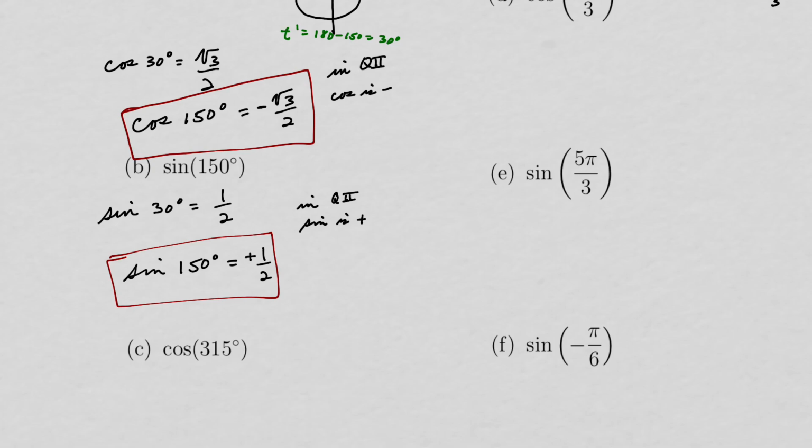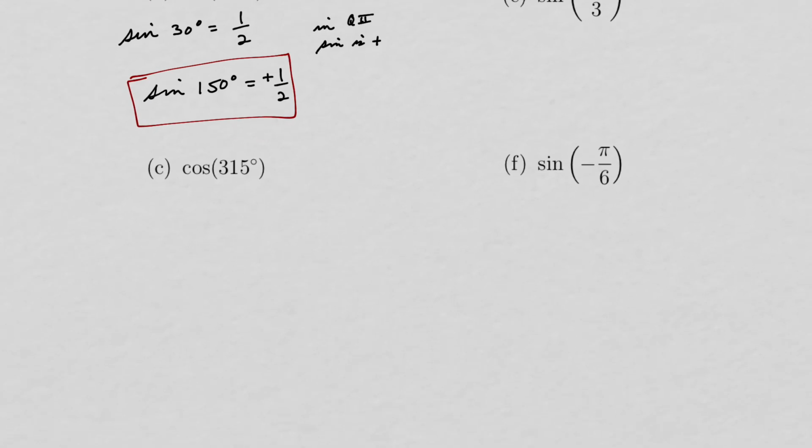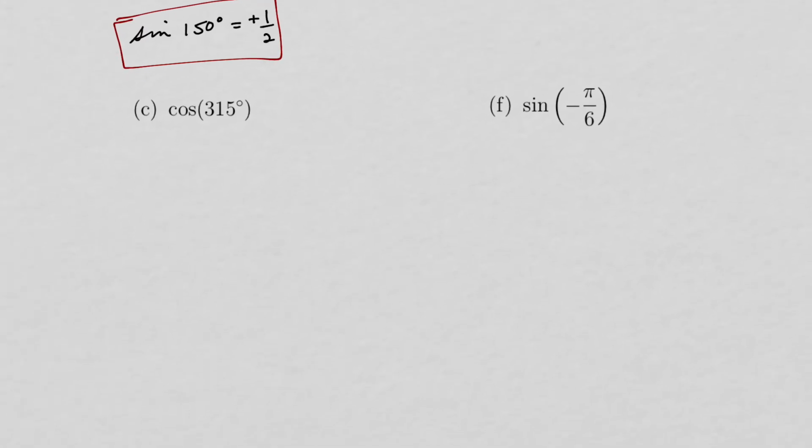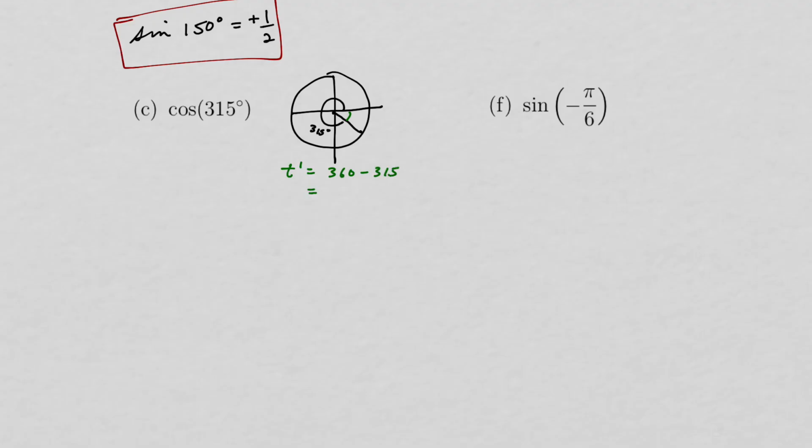Okay, what about cosine of 315 degrees? Well, first of all, what is the reference angle? Because we want to find the reference angle. So 315 is going to be in the fourth quadrant, I guess. Yeah, it'll be this one, right? So this is like 315. So what is the reference angle? Well, that reference angle, T prime, I can figure it out by doing 360 minus 315. And that's equal to 45 degrees.